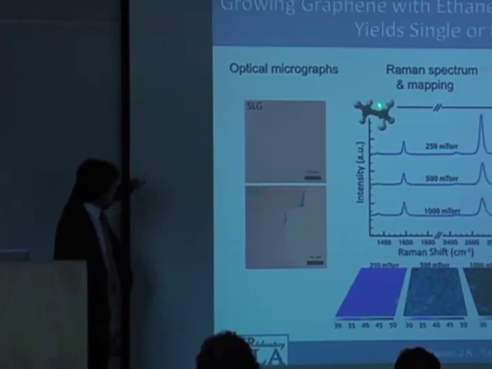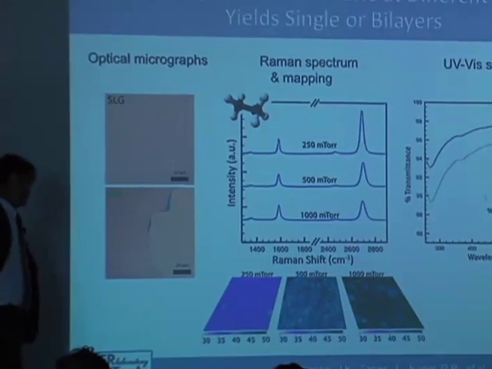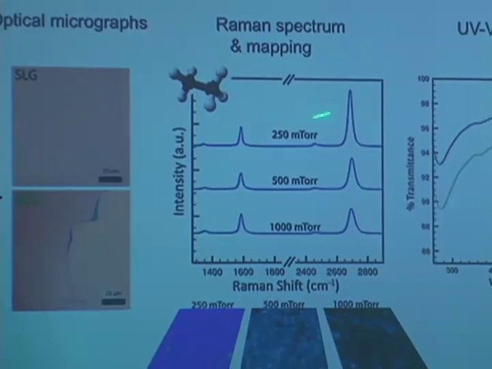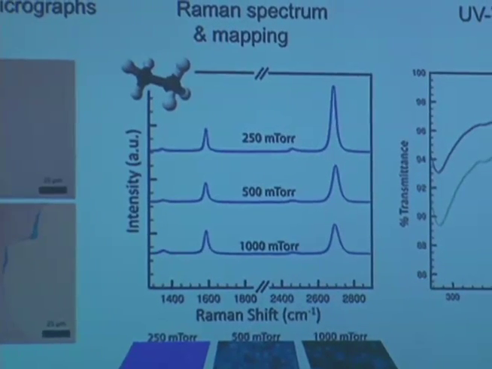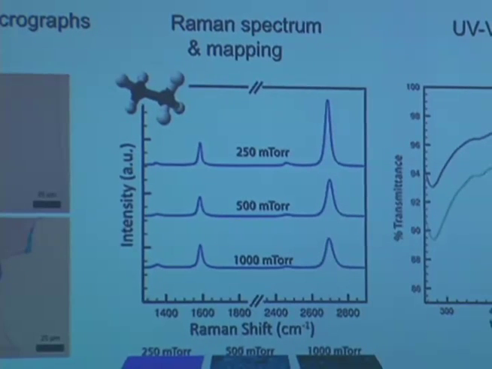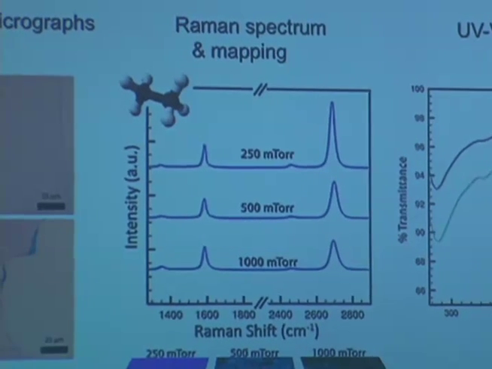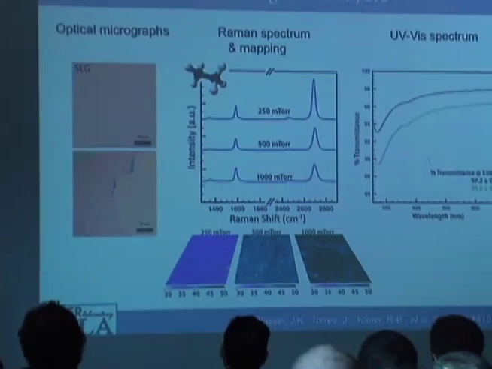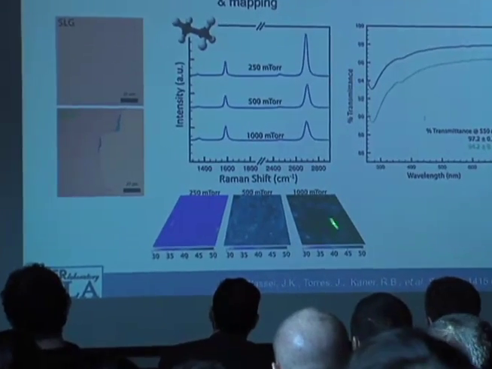If you look at the Raman spectrum, if you use ethane at 250 millitorr, you get the traditional 1:4 ratio, which is single-layer graphene. If you do it at 1,000 millitorr, you get about a 1:1 ratio, which indicates bilayer graphene. And in fact, you can see this Raman map. This is perfect single-layer graphene. This is reasonably good bilayer graphene.